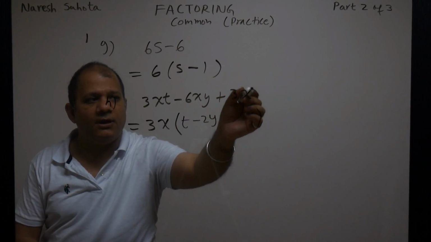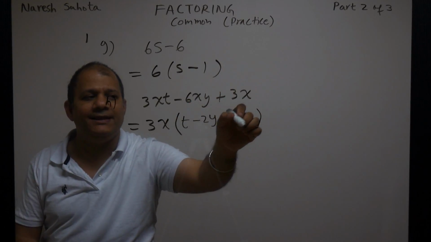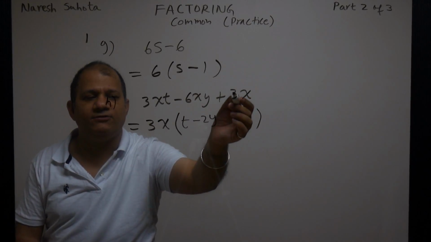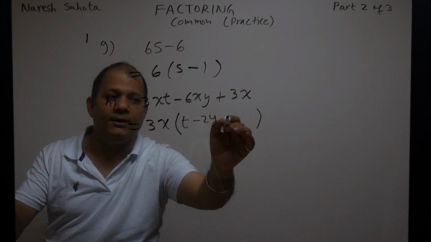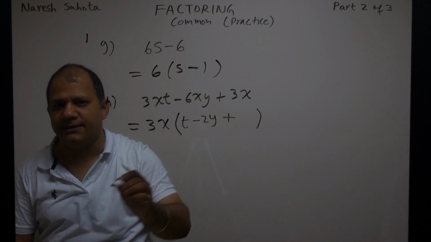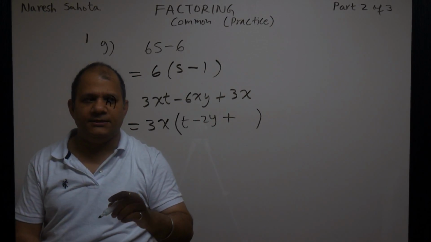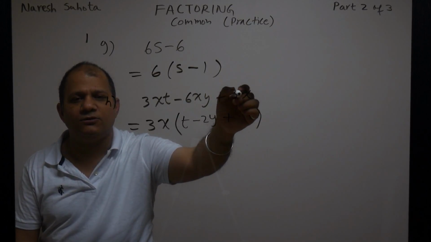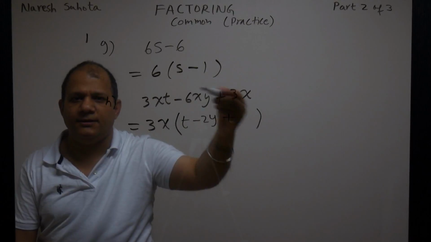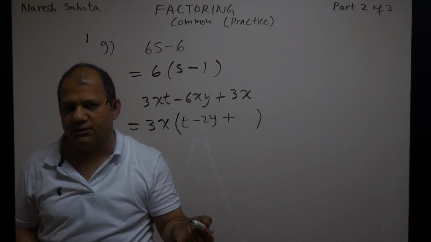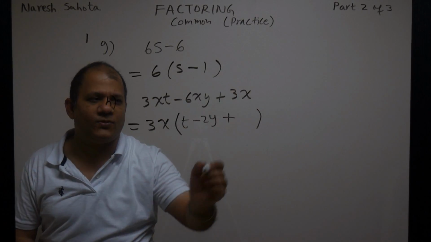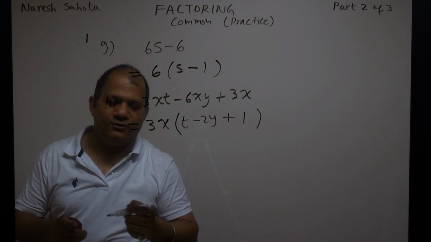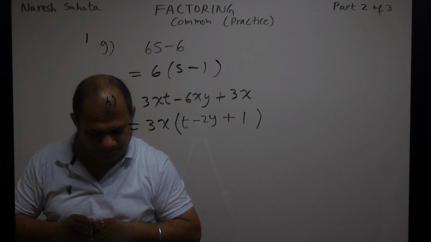For the last term, I already have 3x. I don't need anything, right? So 3x times what gives me 3x? It's a factor of 1. So when I say I don't need anything, it does not mean 0. It means it's a factor of 1, right? So from 3x, we've already factored out 3x. Then what's the other factor? 1 is always a factor of anything and everything, right? So we need to write 1 here, not 0. So that's that. All right.